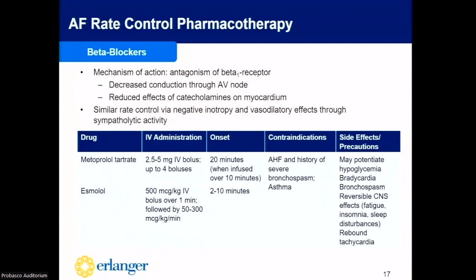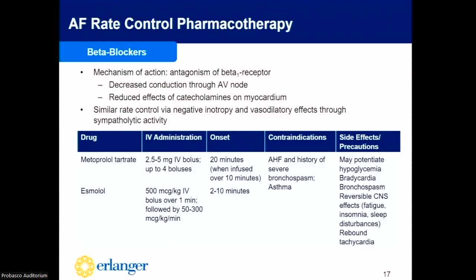So we're going to start by briefly overviewing some of the more common drugs that we're going to see. Our beta blockers, main mechanism of action here is antagonism of the beta-1 receptor. So this decreases conduction through the AV node and also reduces the effects of catecholamines on the myocardium. So they have similar rate control compared to our non-dihydropyridine calcium channel blockers via negative inotropy and vasodilatory effects, but they also have some neurohormonal modulation that makes them separate from our non-dihydropyridine calcium channel blockers.